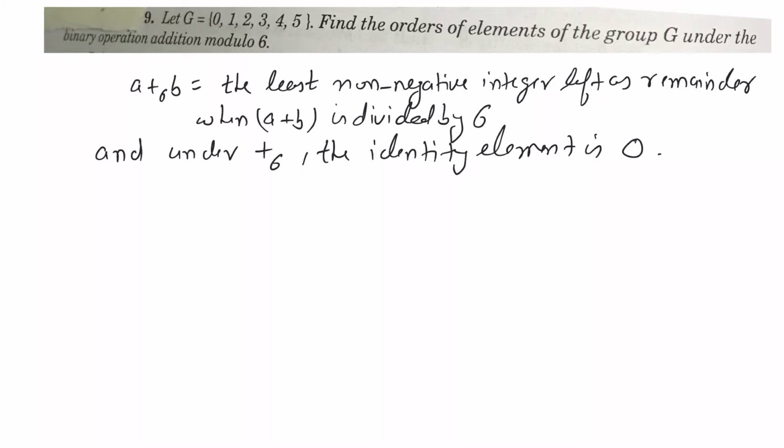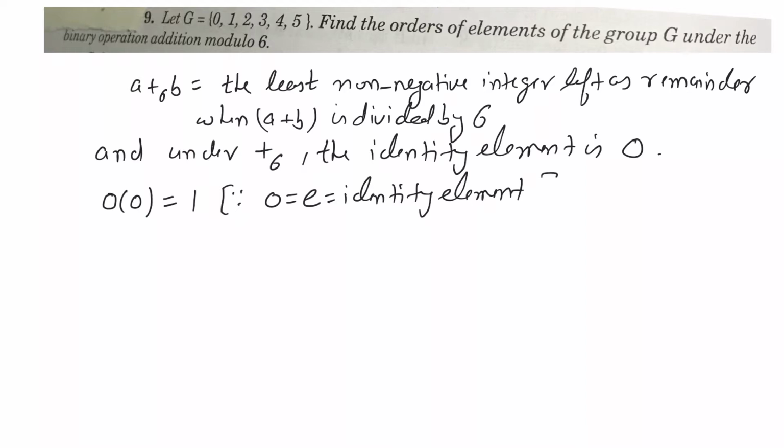Now the problem is that we have to find the order of each of the elements. The order of 0 will be 1, because 0 is the identity element, and we have discussed this in the previous video, that the identity element has order 1. Now next we shall see what the order of 1 is.